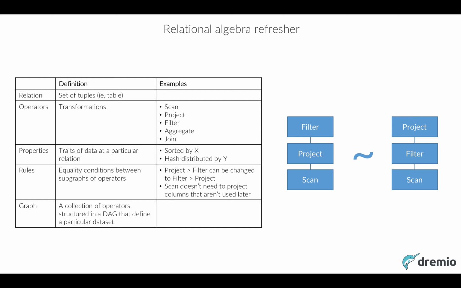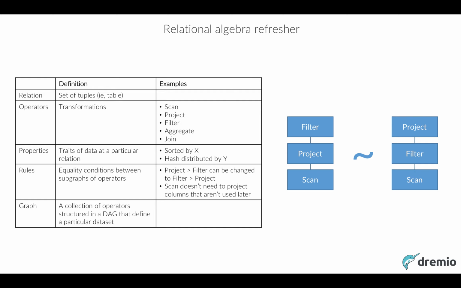And then we have operators, and operators are really designed to do some kind of transformation on a relation. So the first operator is the scan operator that can scan the data from wherever it is. Then we have the project operator, which can restrict the columns that we're looking at. We have the filter operator, which can restrict the number of rows that we're looking at, and then operators such as aggregations and joins. Properties, those are traits of data at a particular relation. So data can be sorted by a specific attribute. So it can be sorted by X, or it can be hash distributed by Y. X and Y are examples of properties.